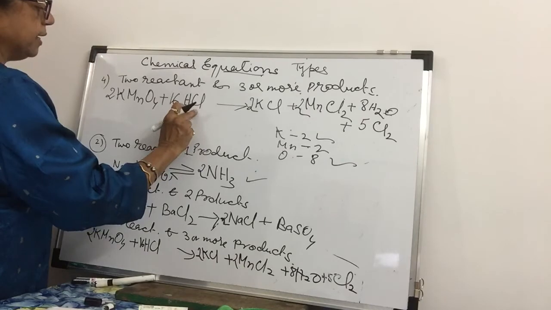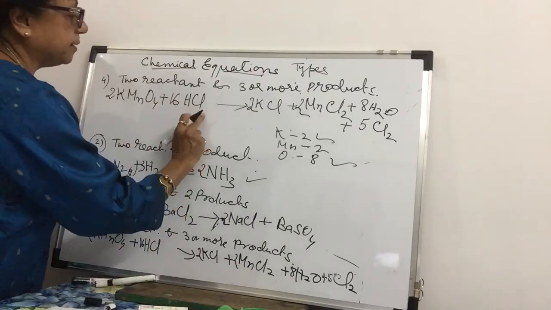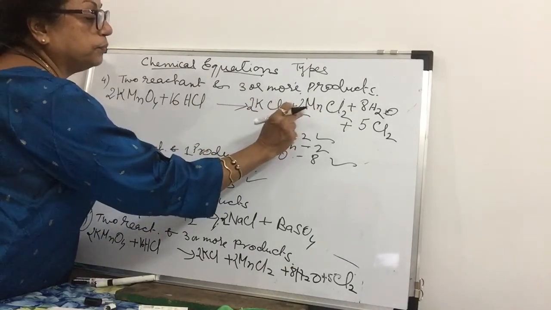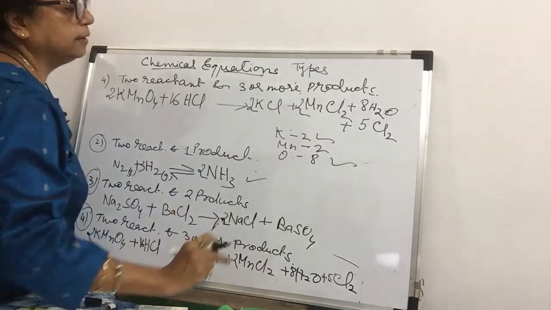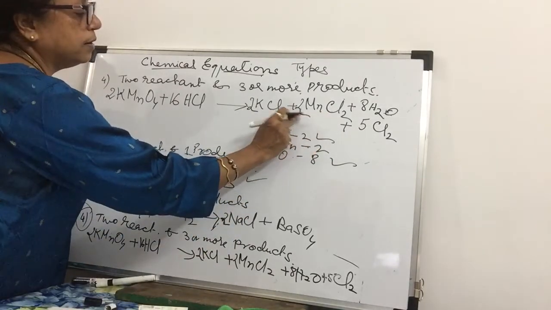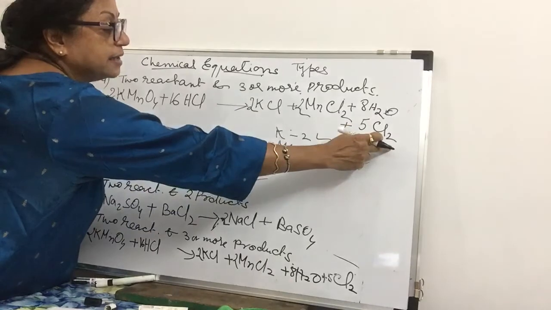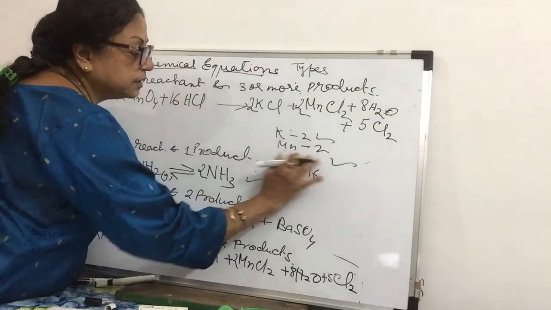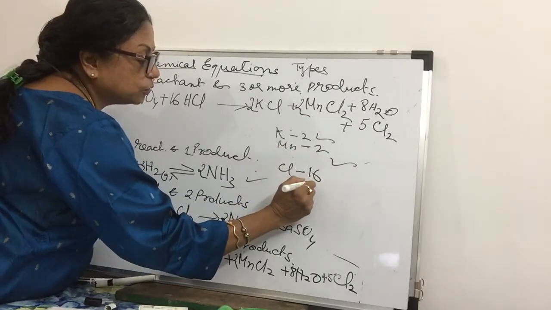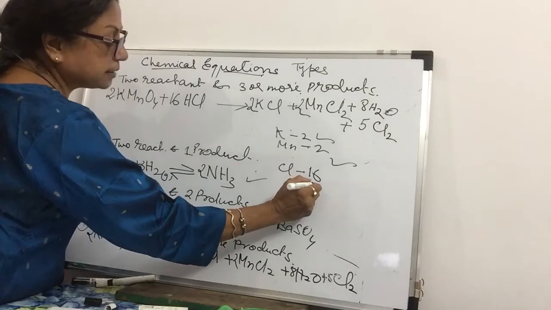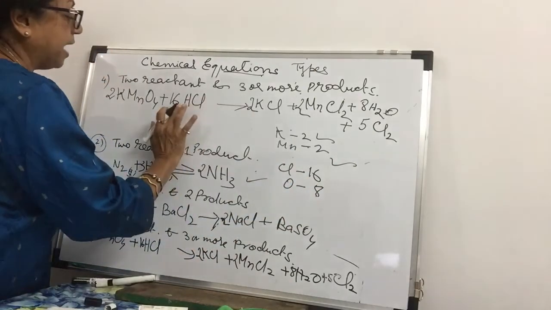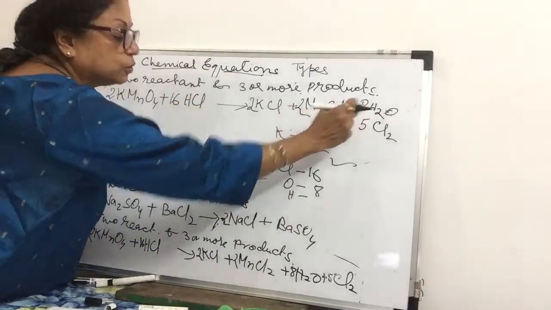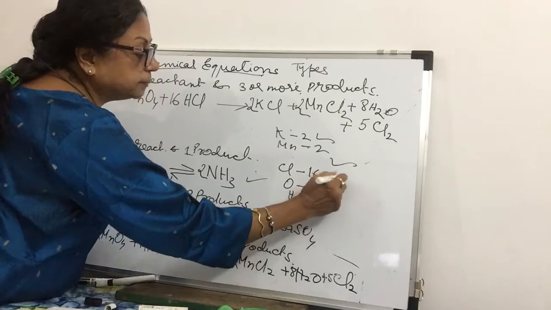Okay, chlorine is 16, and here chlorine is 2, 4, and 2 2s are 4. 4 plus 2, 6. 6 plus 10, 16. So chlorine is also 16. We will write oxygen under chlorine. So oxygen is how much? Oxygen is 8. Then lastly, we have hydrogen. Hydrogen is 16 on this side, and this side is also 16. So this is also done, all done.